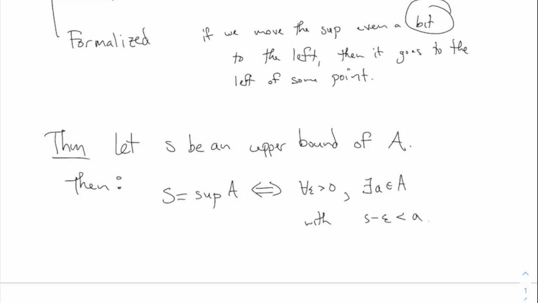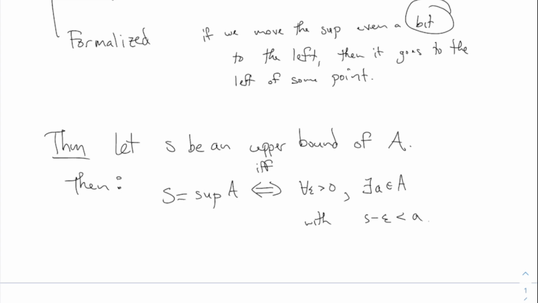Is the double arrow the same as if? Yeah, this means if and only if. If, just if with one F, would be like one direction of the arrow, but not the other way. Yeah. All right.